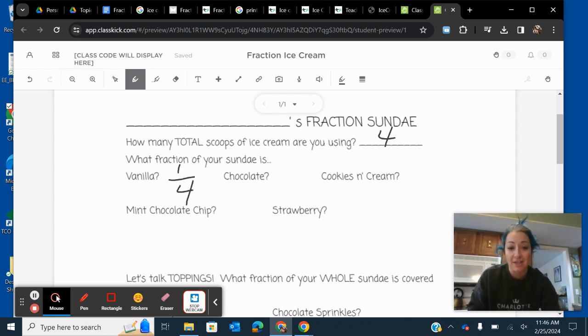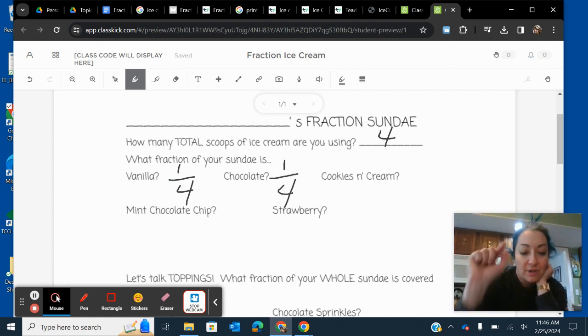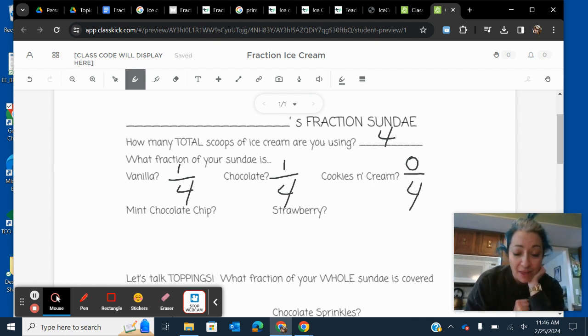All right, chocolate. 1 scoop of chocolate. 1 out of 4 total pieces. So 1/4 of my ice cream sundae is chocolate. Cookies and cream. I didn't have any that were cookies and cream. So that is actually going to be 0/4 that are cookies and cream. Same with mint chocolate chip. I didn't have any mint chocolate chip. 0/4 for mint chocolate chip.